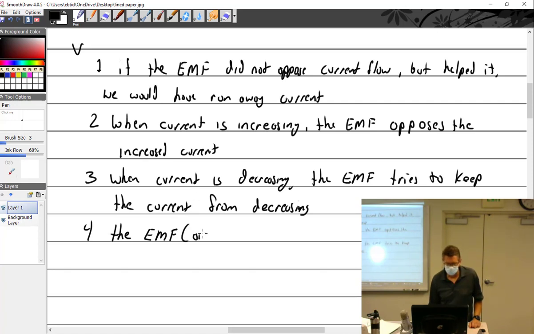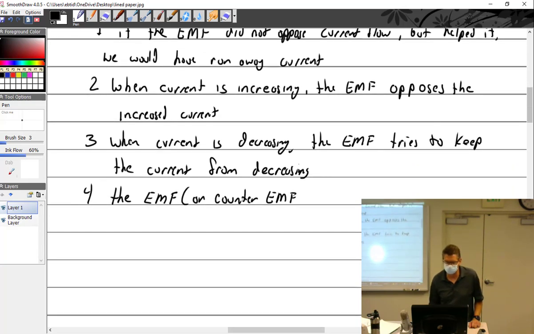I'll put this, or sometimes called counter EMF, which I think is more appropriate if it's actually fighting something. Counter EMF, which can also be called CEMF, is 180 degrees out of phase with applied voltage.